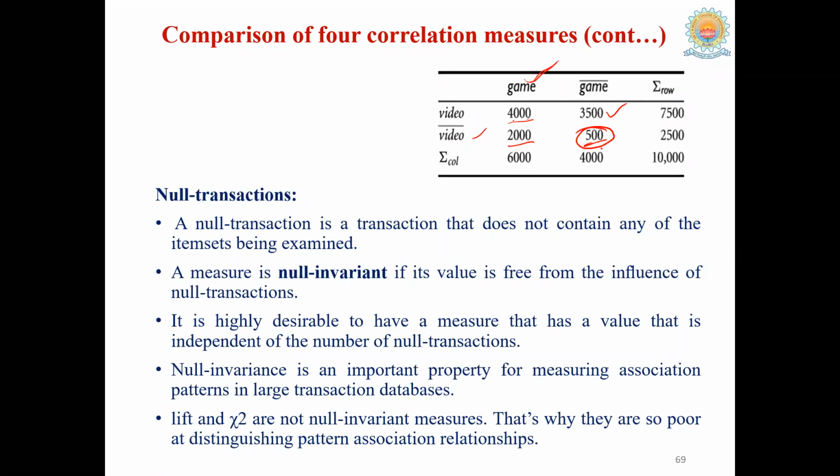Null invariance is a very important property for measuring patterns. Among all the correlation measures, lift and chi-square are not null invariant, and the remaining two are null invariant. So how can we say that those two are null invariant and those two are not null invariant?